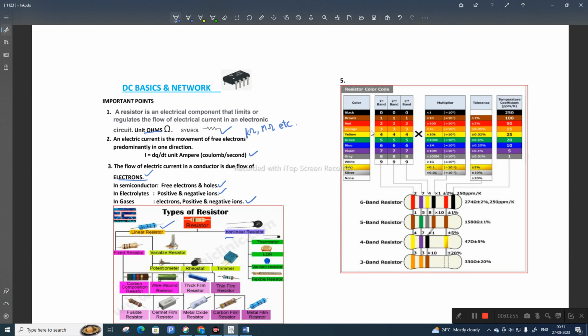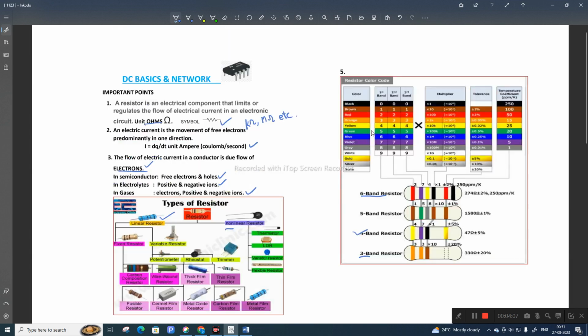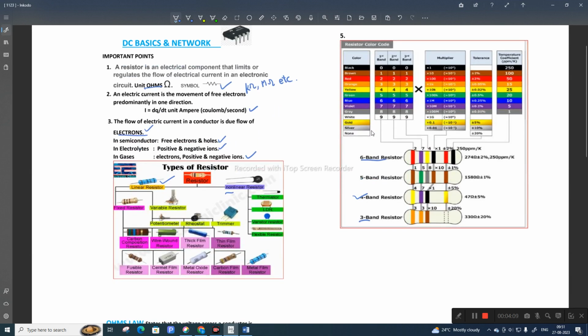Normally they will ask 3 or 4 band color code in the exam. So if you remember the 3 or 4 band color code, it's sufficient for your examination. I will discuss a few examples so that your concept gets clear.